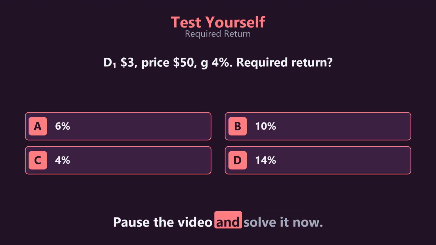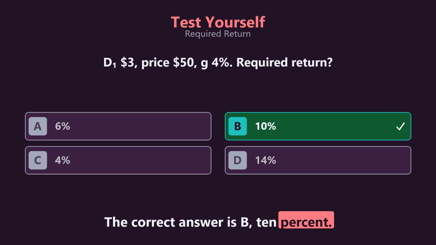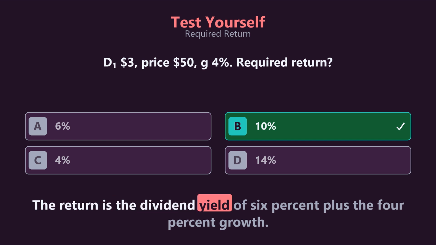Pause the video and solve it now. The correct answer is B, 10%. The return is the dividend yield of 6% plus the 4% growth.